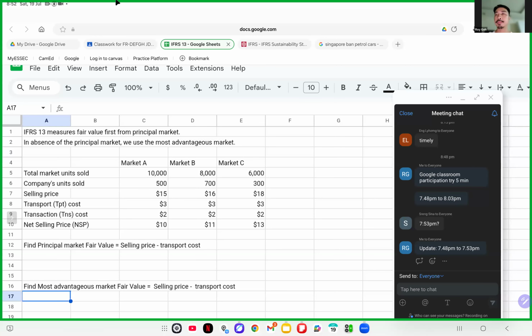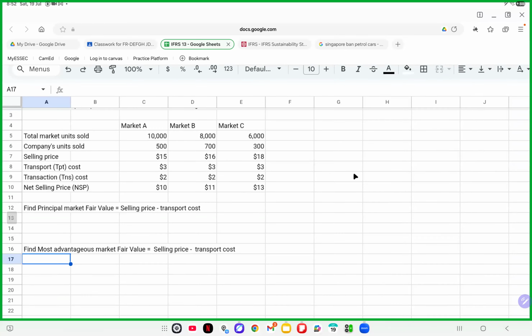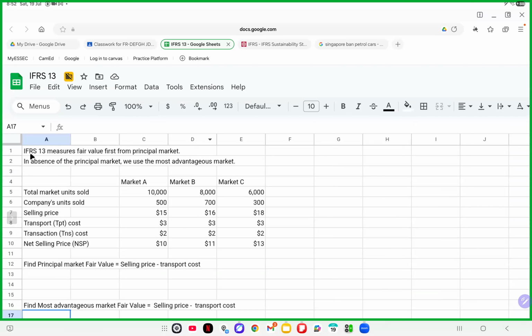Okay, my turn. Thank you very much for your try. So first of all, IFRS 13 measures fair value with first priority coming from the principal market. Only when you don't have the principal market will you use the most advantageous market, like when there's a lockdown, or due to some government tariff you no longer want to sell to that market. It is no longer profitable.